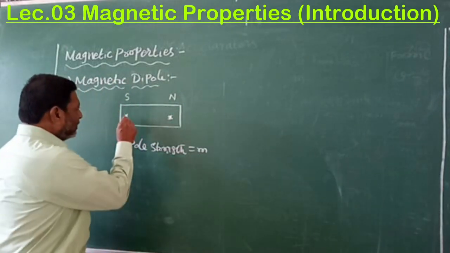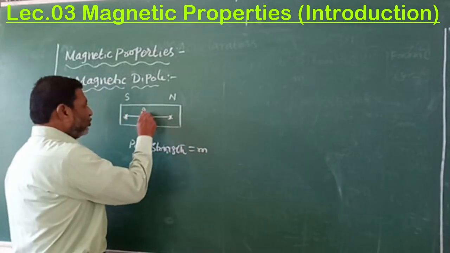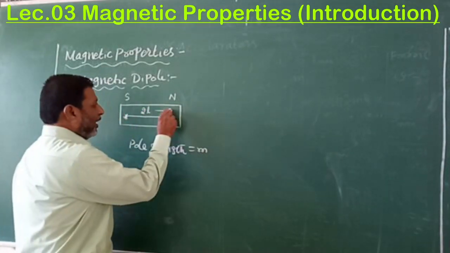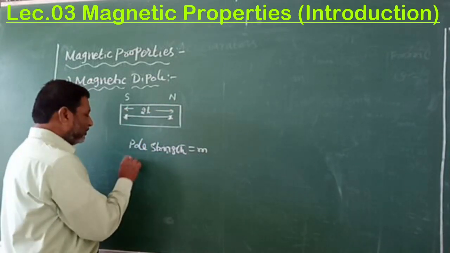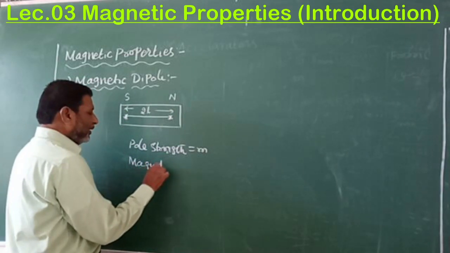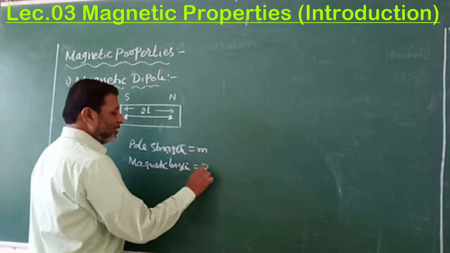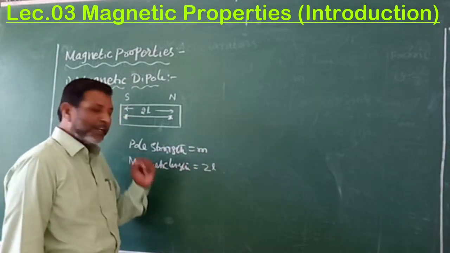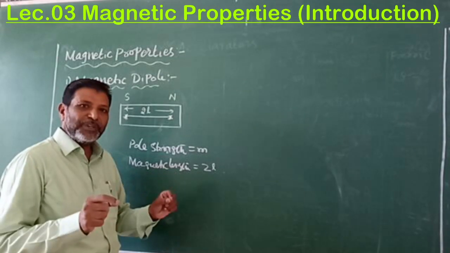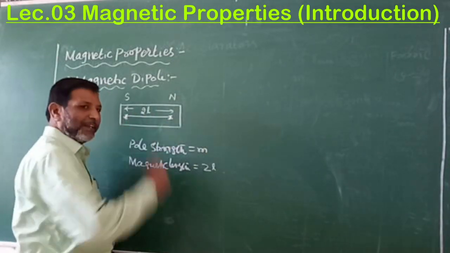Next is the distance between the two poles. It is usually represented by 2L, and this distance is called the magnetic length, isn't it? Magnetic length. Now this magnetic length is represented by 2L. That is, the distance between the two poles is known as the magnetic length.